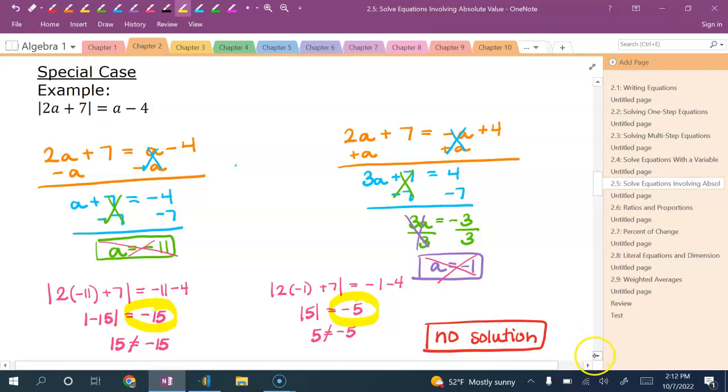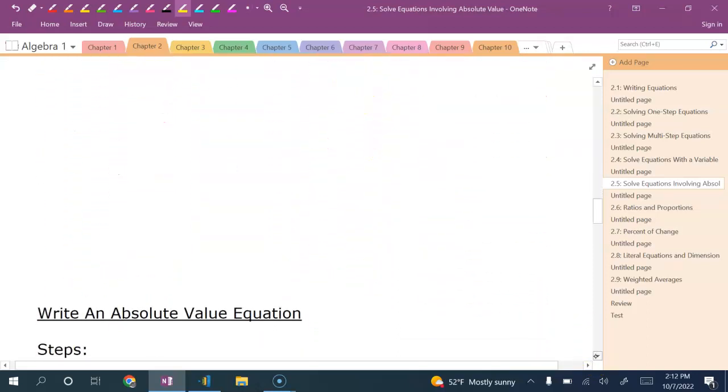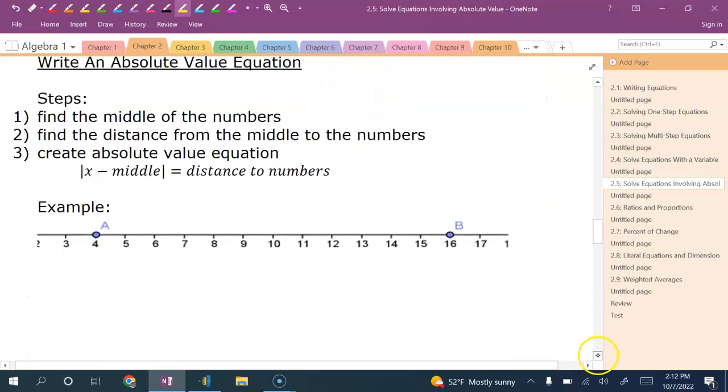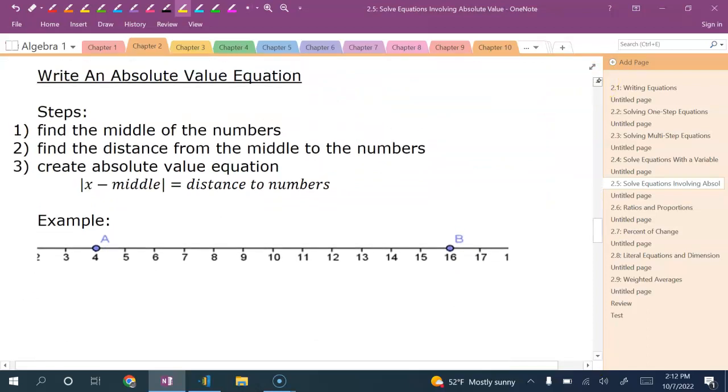Now, the next and last thing I want to talk about in this section is if you're writing out an absolute value equation. So in these problems, they might either describe a situation to you using words, or they might give you a number line. The steps for writing an absolute value equation are fairly simple.